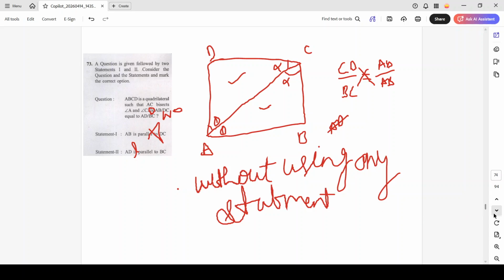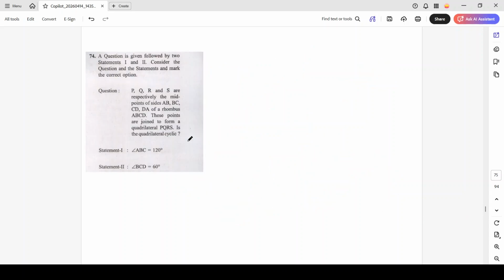Now moving on to the next question, question number 74. PQRS are respectively the midpoints of AB, BC, CD and DA of a rhombus. There is a rhombus. Suppose this is a rhombus, and PQRS are these midpoints of rhombus ABCD. These are joined to form a quadrilateral PQRS. Suppose this is PQRS.